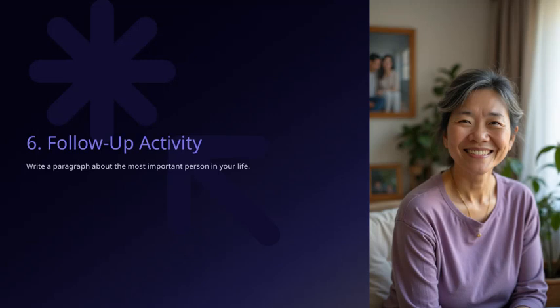Now, for our follow-up activity, I want you to take a moment to think about the most important person in your life. Write a paragraph about them, sharing why they hold such a special place in your heart. As you do this, consider the qualities that make this person so influential, whether it's their kindness, support, or the way they inspire you. This activity helps us reflect on the connections that shape us and ties back to the overall theme of understanding the people who impact our lives the most. Remember, it's not just about describing them, but about expressing what makes them so meaningful to you.